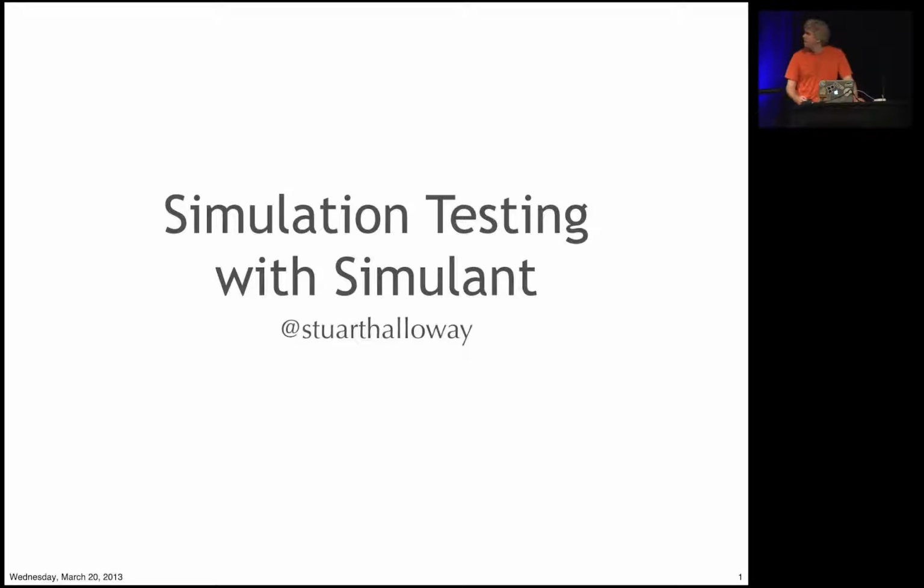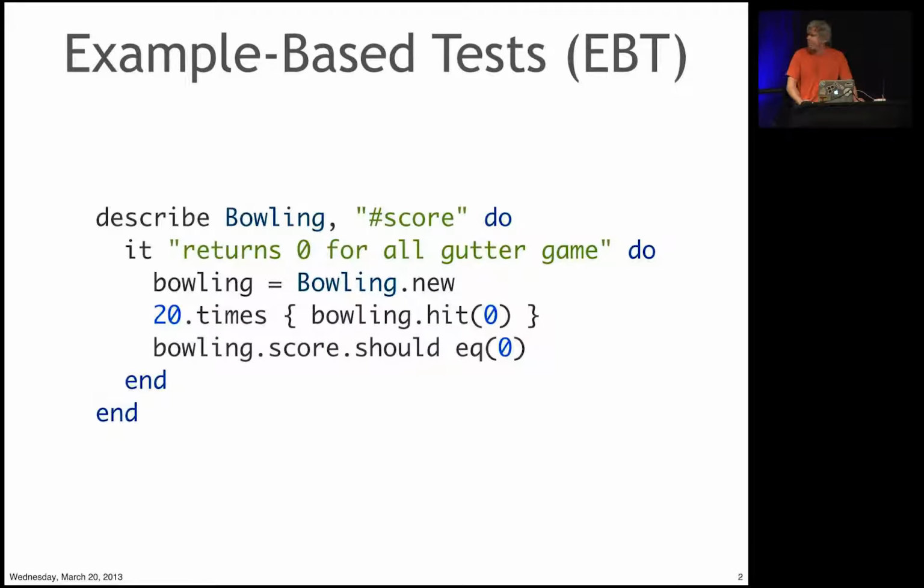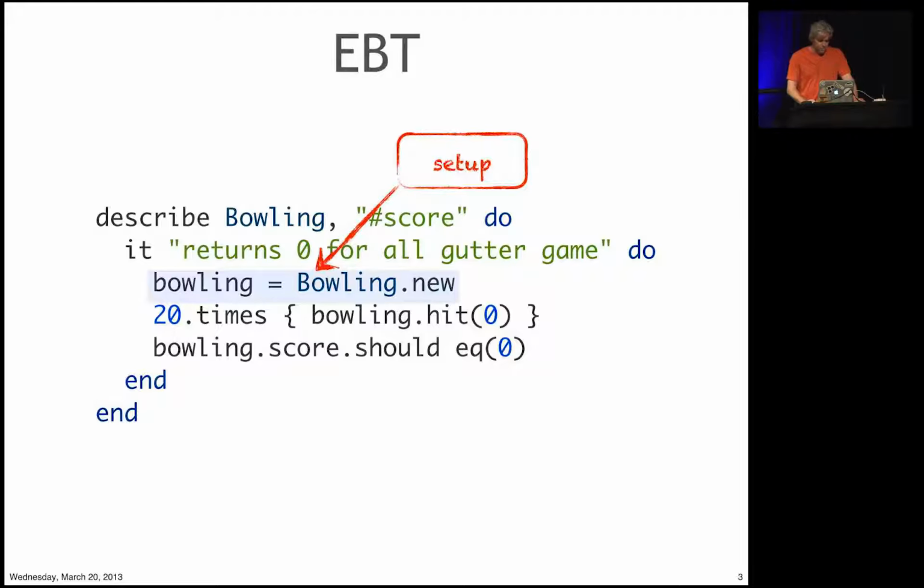I think the most common testing acronym, which you're probably all familiar with, is what are called example-based tests. And the idea behind example-based testing is you have some kind of setup where you put the world into some sort of state where you're ready to go. So here, this is the canonical test-driven bowling example. Happens to be written in some non-Clojure language.